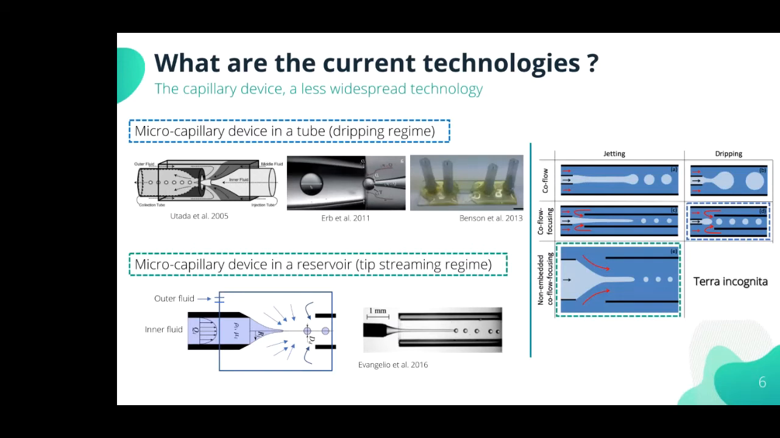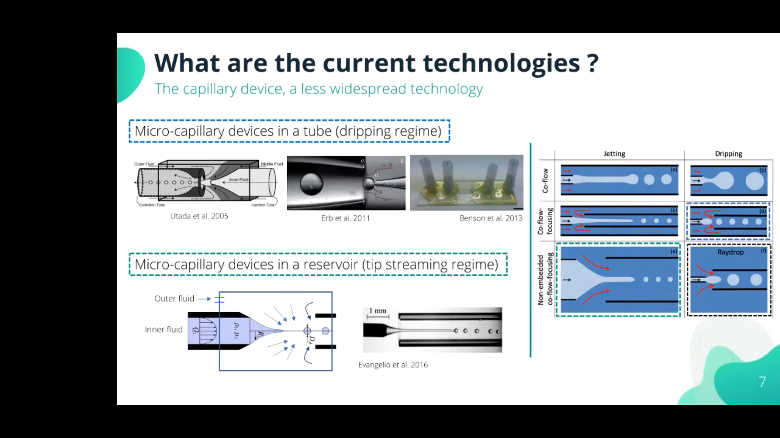Both designs have again their pros and cons. But as you can see on the flow regime versus confinement space, on the right of the slide, there still exists a virgin land. Actually, the combination of the two precedent designs, the dripping design in a non-embedded chamber, a case we called the non-embedded flow focusing. To fill this promising box, we developed a new device, the Raydrop.